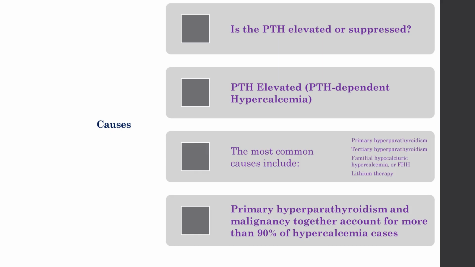The first question after confirming hypercalcemia is: is the PTH elevated or suppressed? This single test directs the diagnostic workup. PTH elevated, or PTH-dependent hypercalcemia. The most common causes include primary hyperparathyroidism, tertiary hyperparathyroidism, familial hypocalciuric hypercalcemia, and lithium therapy. Remember, primary hyperparathyroidism and malignancy together account for more than 90% of hypercalcemia cases.